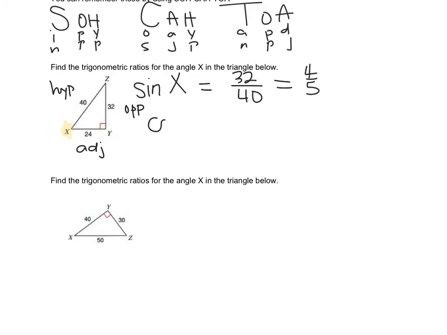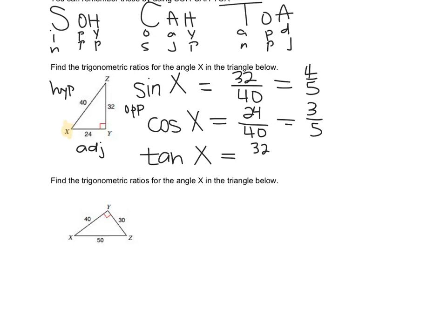Okay. Next, we want to do cosine of x, which is abbreviated COS. It is the adjacent side, 24, over the hypotenuse, 40. And again, 24 over 40 can simplify, and it becomes 3/5. And lastly, tangent of x, which is abbreviated TAN, equals the opposite side, 32, over the adjacent side, 24, and then 32 over 24 can simplify, and it becomes 4/3. So we have written the three trig ratios for our angle x.